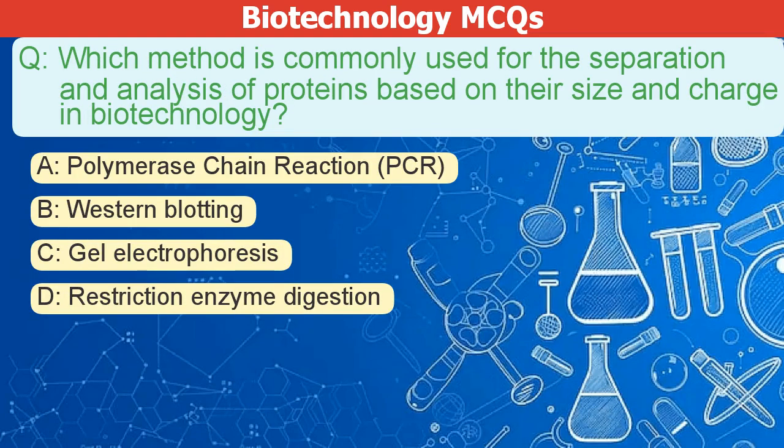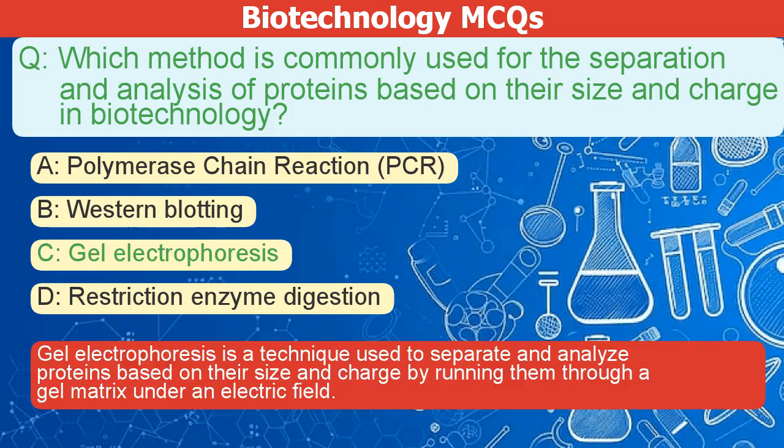Which method is commonly used for the separation and analysis of proteins based on their size and charge in biotechnology? A. Polymerase chain reaction, PCR. B. Western blotting. C. Gel electrophoresis. D. Restriction enzyme digestion. The correct answer is C. Gel electrophoresis is a technique used to separate and analyze proteins based on their size and charge by running them through a gel matrix under an electric field.